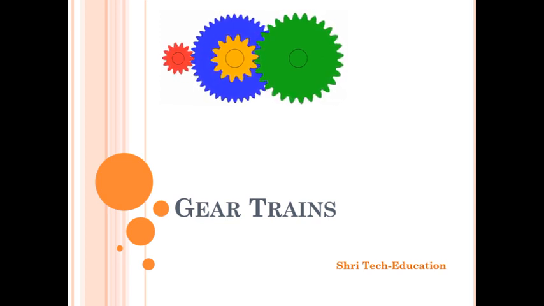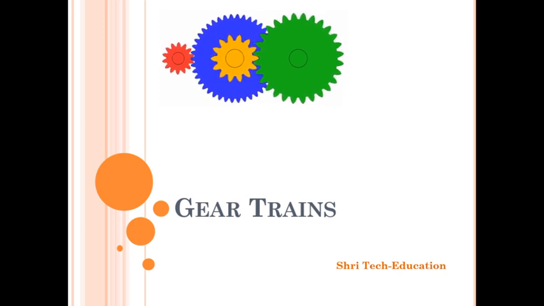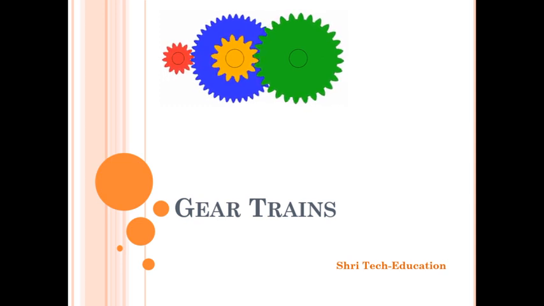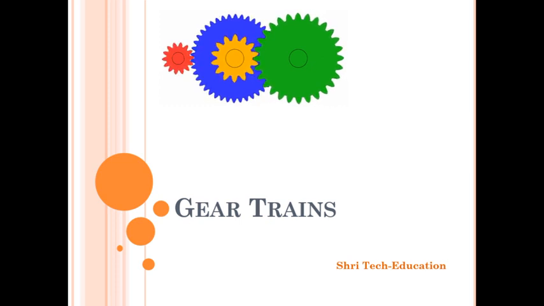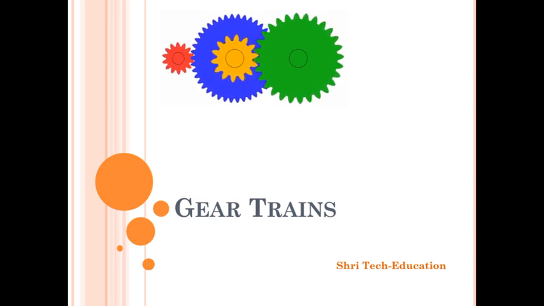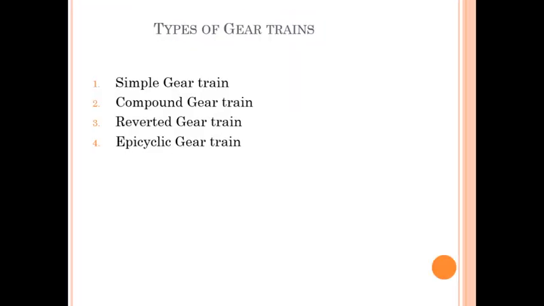The nature of the train used depends upon the velocity ratio required and the relative position of the axes of the shafts. A gear train may consist of spur gears, bevel gears, spiral gears, etc. There are a number of types of gear trains, but four important and main types we will study. First is the simple gear train, second compound gear train, third reverted gear train, fourth epicyclic gear train.